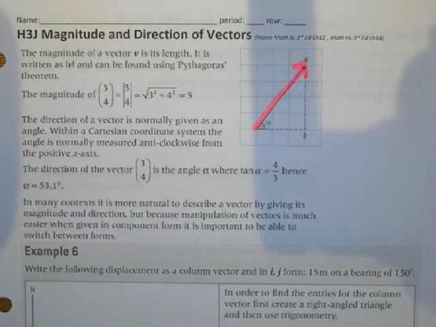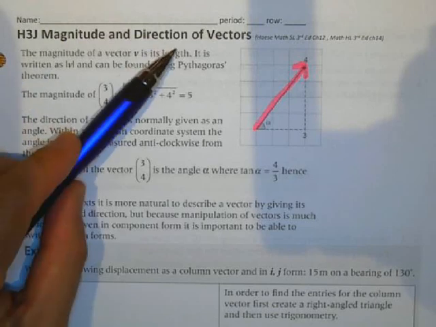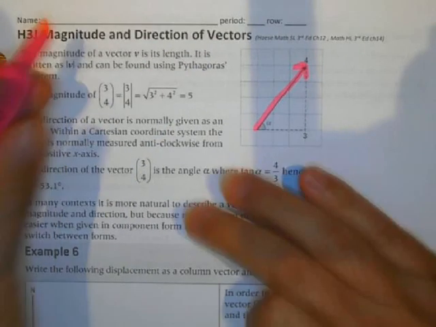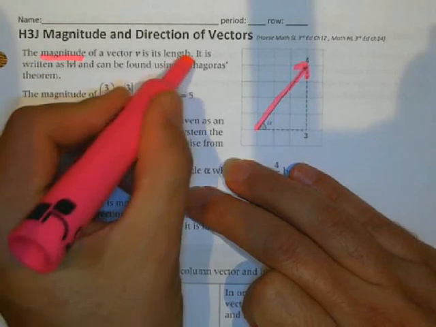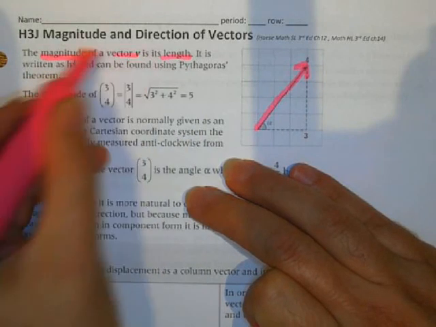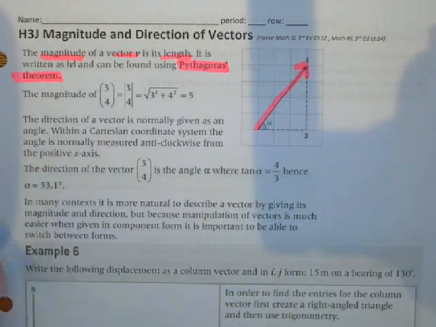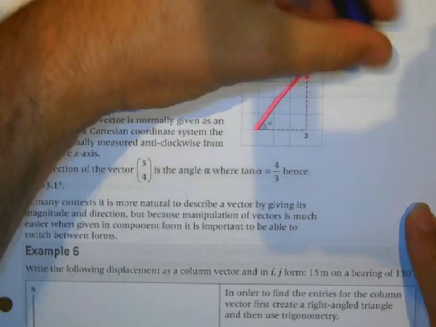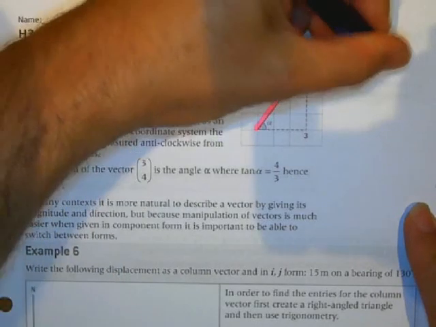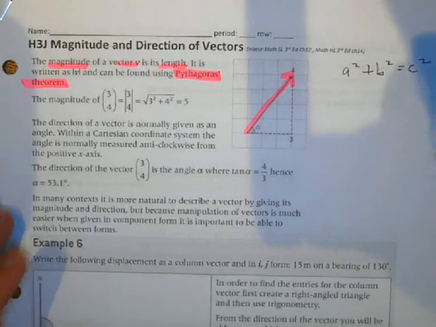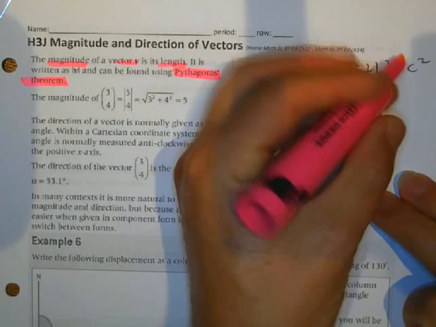Okay, today we're going to talk about magnitudes and directions of vectors. So, magnitude is the length of the vector, and we use Pythagorean theorem to help us figure out this length. Okay, so Pythagorean theorem, that's a squared plus b squared equals c squared, right? And where hypotenuse is the c squared.